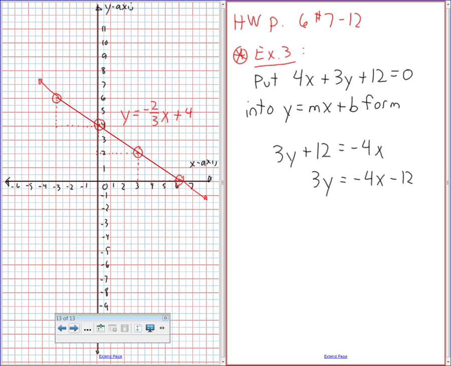Okay, now for the final step. What's the last step of isolating y? Divide by 3. Divide everything by 3. So that should be y equals -4/3 x. And then you can graph that.